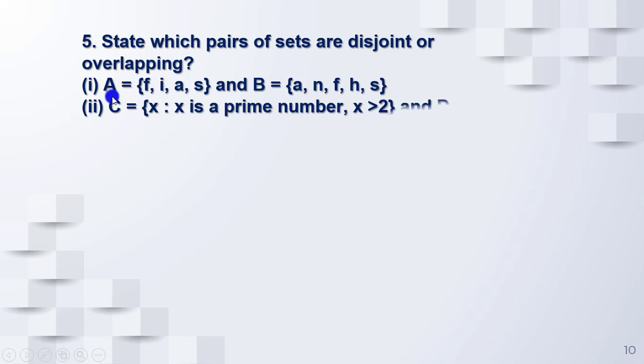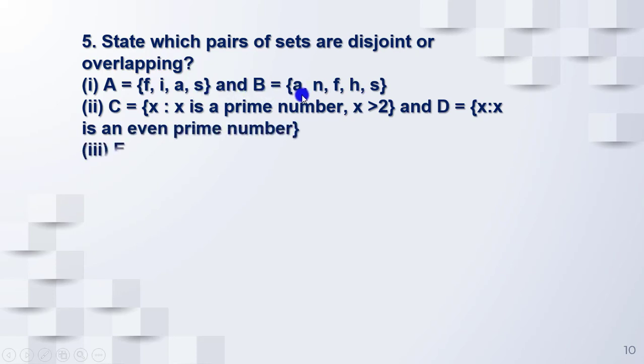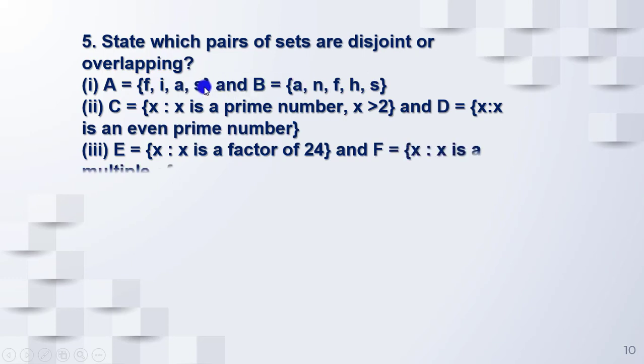Now, let us see the first example. A is a set which contains the elements F, I, A and S. B is a set which contains the elements A, N, F, H and S. Now, let us see the solution for this. Here we want to say whether these sets are disjoint or overlapping. Now let us go to the solution.